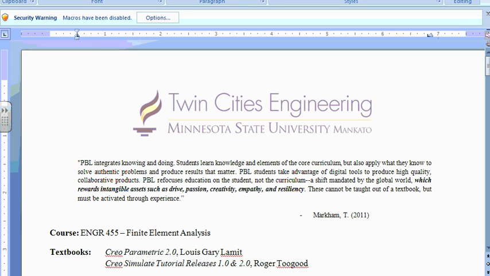And then the second book, Creo Simulate, is the finite element package for Creo. So this is the one where we're actually going to spend more of our time and energy figuring out how to do the calculations that we need.